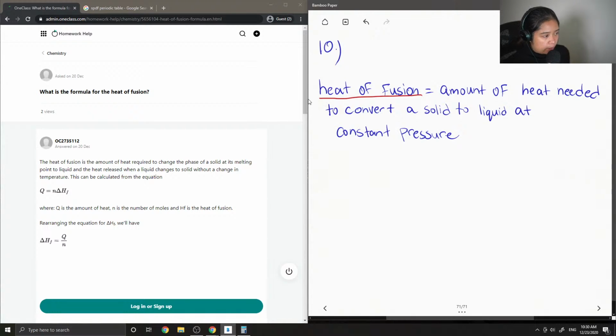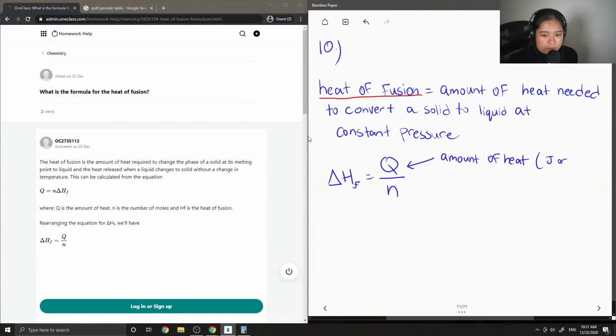Okay, so when you want the formula for the heat of fusion, it can be denoted as delta HF is equal to Q over N. So Q is the amount of heat, so this can be in either joules or kilojoules, and N is the number of moles.